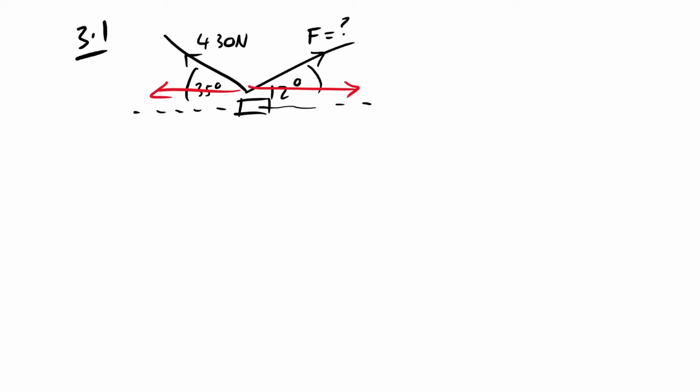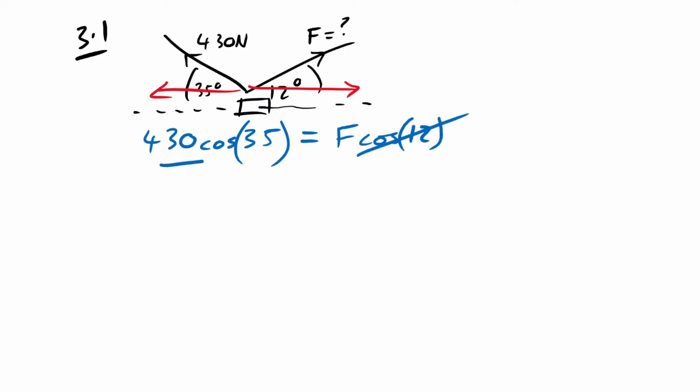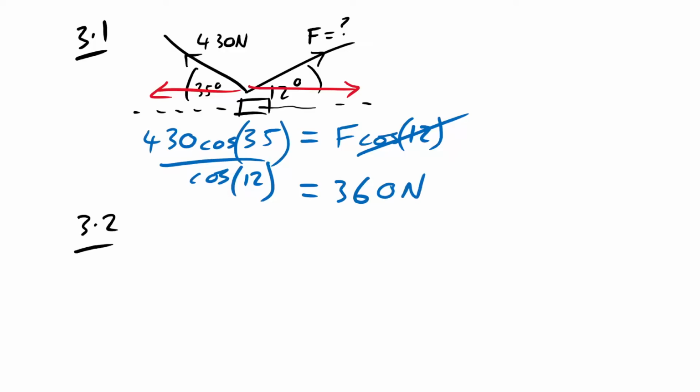So therefore, we can say that 430 cos 35. If you don't know where I'm getting that from, have a look at my easy vectors trick video. We're turning through the angle, so we use cos, and we want a smaller number, so we times by cos, not divide. So that's then going to be equal to this unknown force F cos 12. So all we have to do then, rearrange it, pop cos 12 over the other side, and we end up with 360 newtons. Nice question so far.